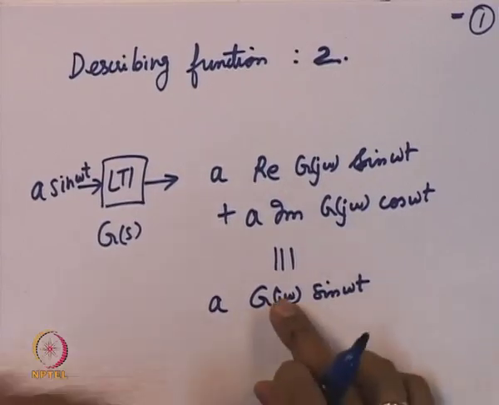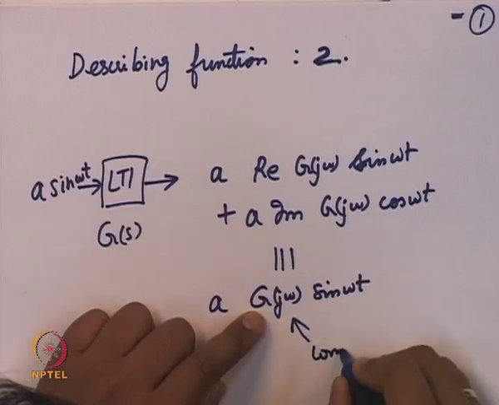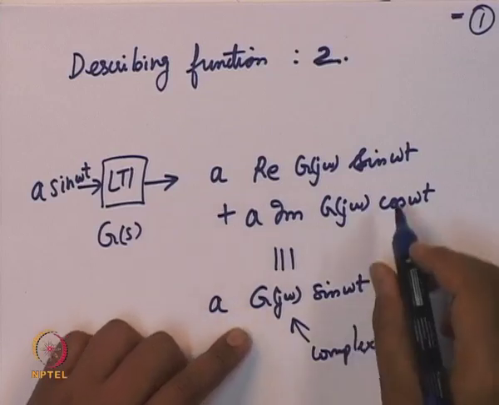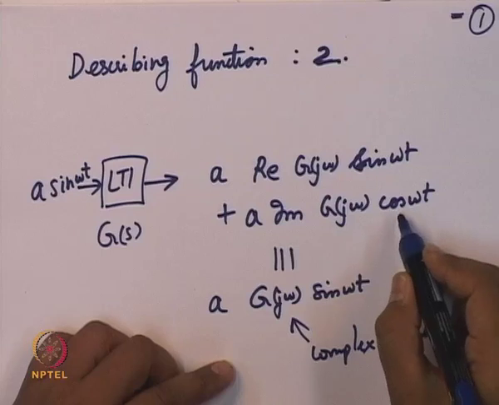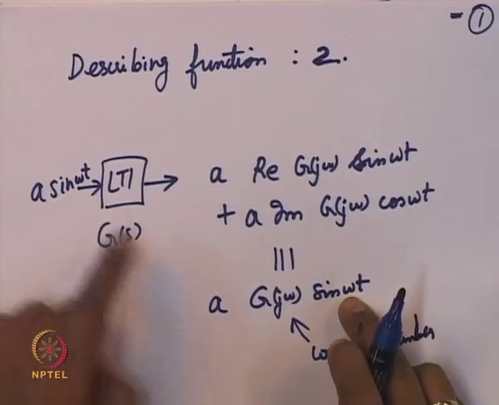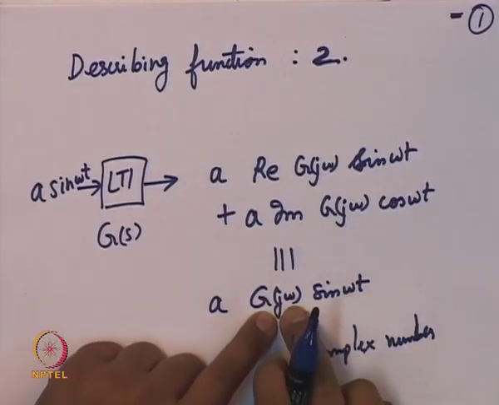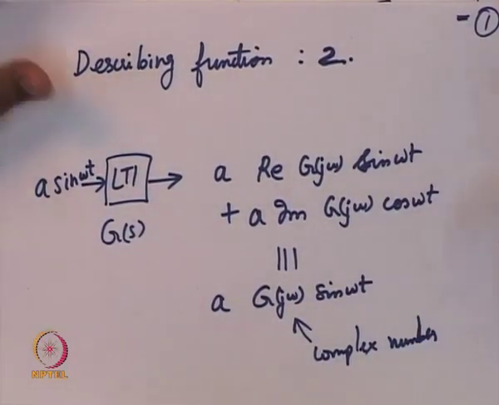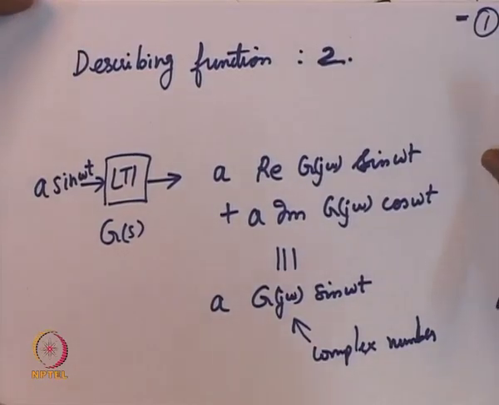So G(j omega) is now a complex number. Making it complex has helped us eliminate this cos omega t part. Does that mean that everything in the output is in phase with sin omega t? No, there is an imaginary part hidden inside G(j omega). That imaginary part does not mean that the signal is complex. We measure only real signals. In the real world, we do not have any oscilloscope that measures imaginary part. That is just notation.